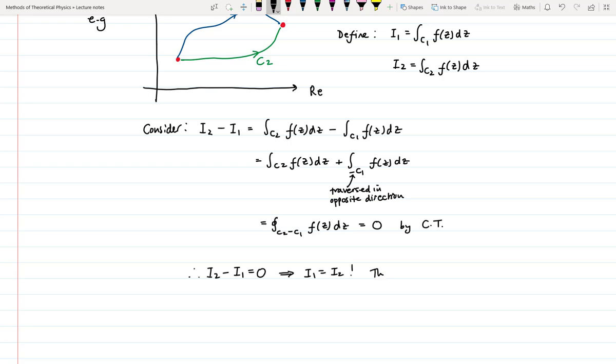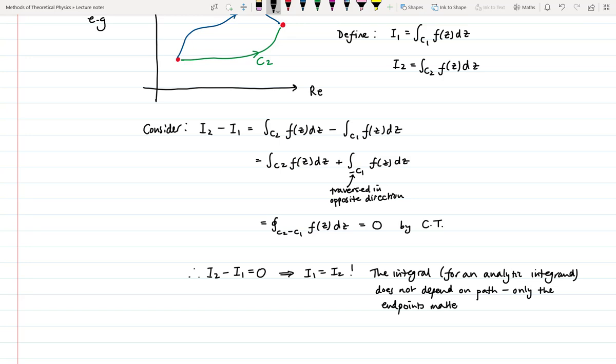The integral for an analytic integrand does not depend on the path. We didn't say anything about the details of C1 and C2 in this calculation. Only the endpoints mattered. And this is a really remarkable result that you should remember and be able to show using Cauchy's theorem.